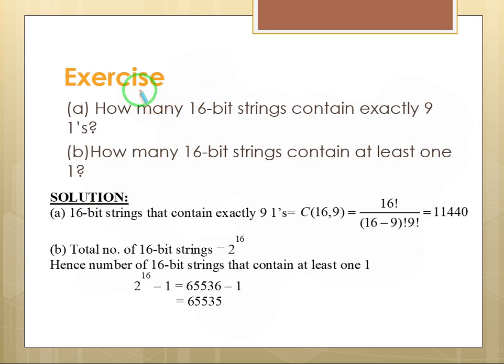Now coming to another example. He's asking how many 16-bit strings contain exactly 9 ones. This is part 1. So 16-bit strings that contain exactly 9 ones: we have 16 total, and how many ones do we need? 9. Simply solve it out. Then how many 16-bit strings contain at least 1 one? At least 1 one: the total number of bit strings is 2 raised to 16, which is equal to this number. So subtract 1, and this is your answer.